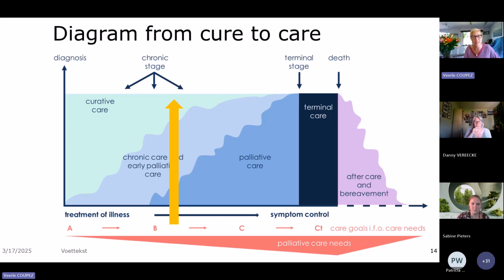It's about here. He's really in a chronic stage. The diagnosis is immediately in a chronic stage. And we know that during the disease trajectory, he will go along to the right. And to show, I put an arrow here like this, because at this stage, there is need of chronic care and early palliative care, but there will be some curative care done. And we have to talk with him about what his goals of care are.